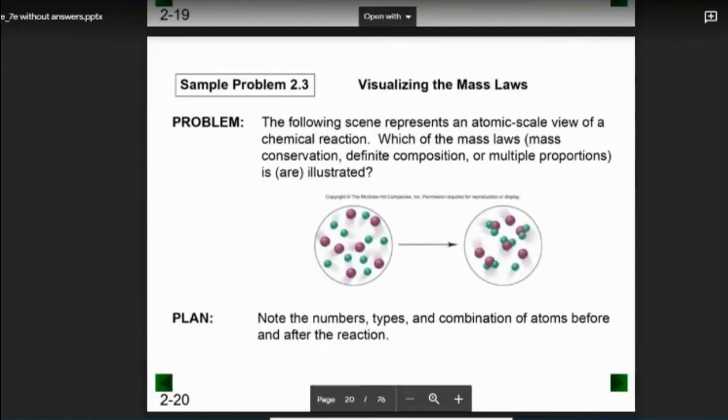Now, let's check it. There are 1, 2, 3, 4, 5, 6, 7 purple spheres on one side, and 7 on the other side. So we conserved mass. We definitely did that. Definite composition: once they form on the other side, we can see that the molecule is consistent. It has 2 green spheres and 1 purple sphere. And then multiple proportions, I don't think that one's being shown. There's only one combination happening between the green and the blue. So I don't think the last one is shown.